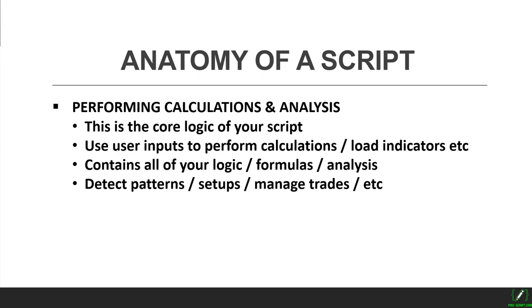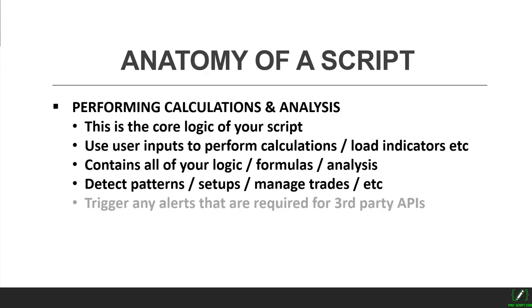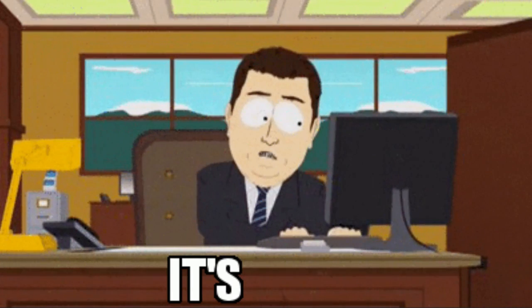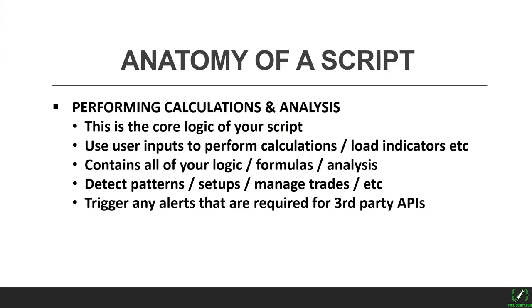This is where we manage our trades, for example, if we're working with a strategy tester script. And this is also where we trigger any alerts that are required for third-party APIs, in other words, automated trading. This is a very advanced subject that comes with a lot of danger and risk if you are inexperienced. So we will cover this at the end of the mastery course, but during your analysis, you may need to trigger some alerts to send commands to a third-party API, like Pine Connector, for example, which is a MetaTrader expert advisor that receives your TradingView alerts and then manages trades based on the commands that you give it.